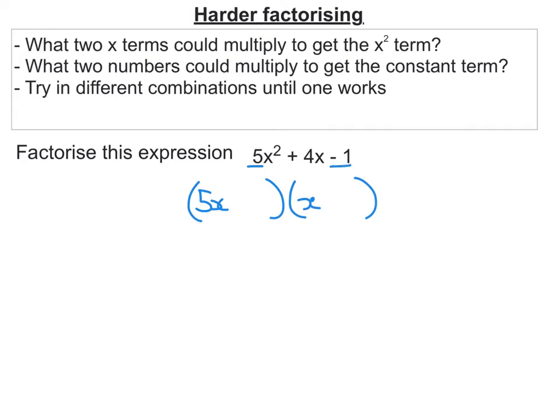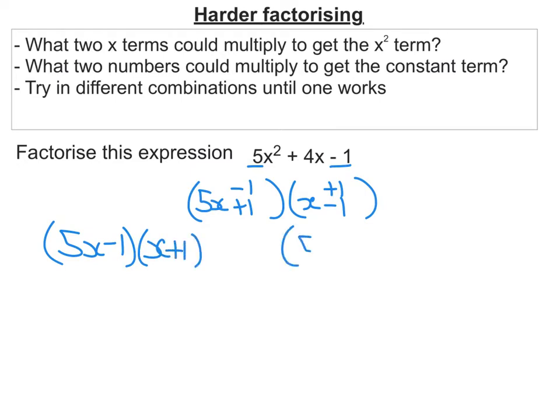Now I'm looking for two numbers that multiply to get -1. Well, the only options are 1 and -1. So I could have 5x minus 1 and x plus 1, or I could have 5x plus 1 and x minus 1. So I've got two sets of brackets here, and only one of them is going to work.